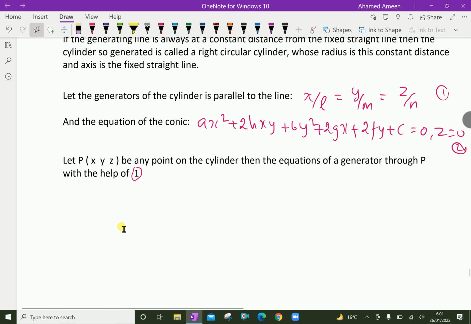Now let P(x1, y1, z1) be any point on the cylinder. Then the equation of the generator through P, with the help of 1, is obtained by taking x over l, y over m and z over n and substituting: x minus x1 over l equals y minus y1 over m equals z minus z1 over n. Let it be equation 3.